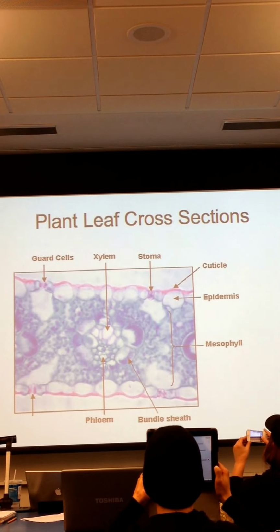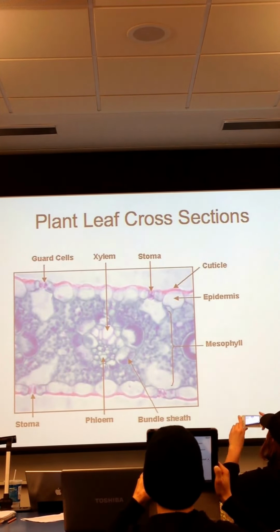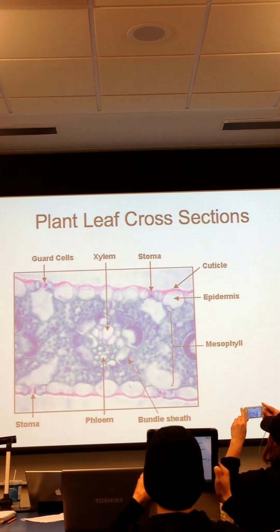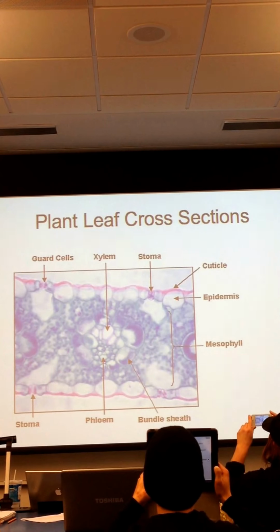And then the last section, still the stoma. So that's the picture. You're welcome. That's the total picture. So you need to know leaf anatomy as well as cross sections through the stems.